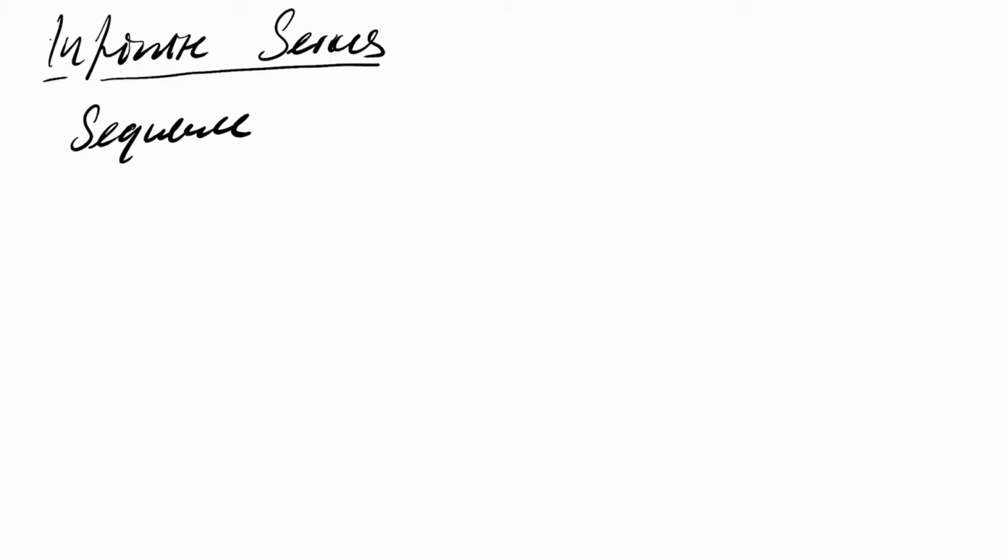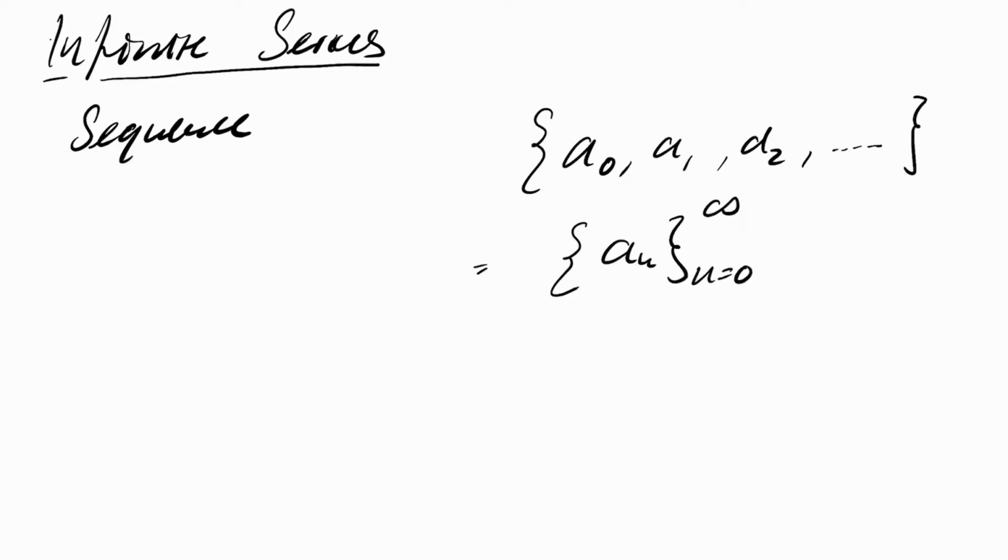So to begin with, let's define a series in the following way. Let's take a sequence of numbers, which is infinitely long, and add them all up. A sequence we define as a set, so it's a set of numbers a0, a1, a2, and so on. We'll write this in a notation for the whole sequence as the set a_n from n equals 0 to infinity, and then we just add them all up.